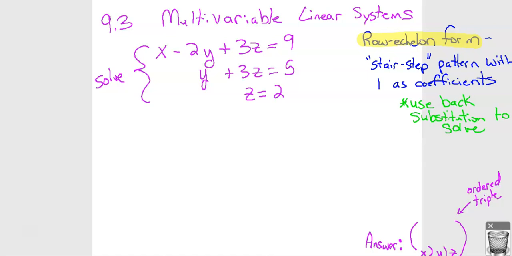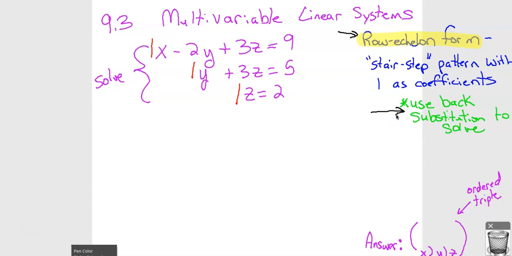Now, I want you to notice this is also called row echelon form. I'm starting off this first problem with a nice, easy problem just to show you what we're trying to get it into. Now, what is row echelon form? It's a stair-step pattern with 1 as the coefficient. If you notice, this is a 1, this is a 1, this is a 1. And it's a stair step, so it kind of goes diagonal. As soon as you get it in row echelon form, then you can easily do this thing called back substitution to find the answer.